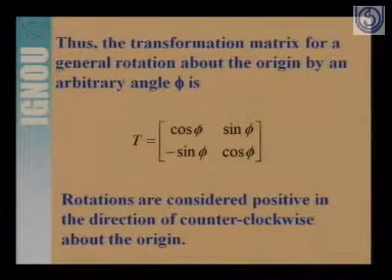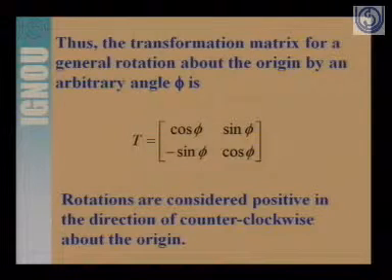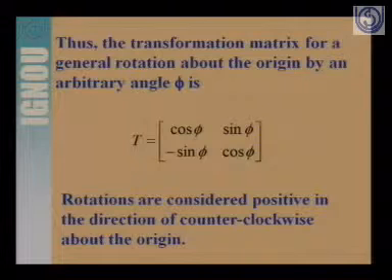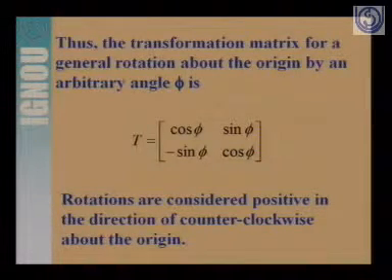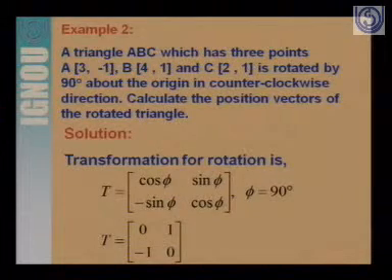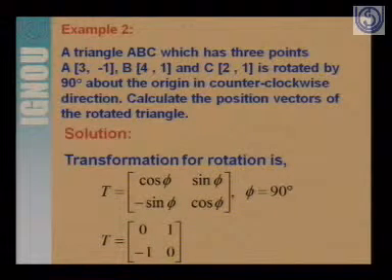But if the body is rotated about any other point, then we have to do a lot of transformations, and that we have to discuss later on. So here the phi may be any angle. Phi may be 30 degree, 45 degree, or any other angle by which the body is rotated with respect to the origin. Now let us take up a very simple example.